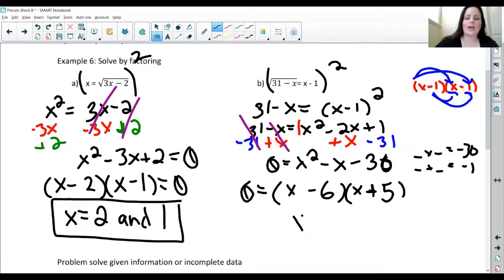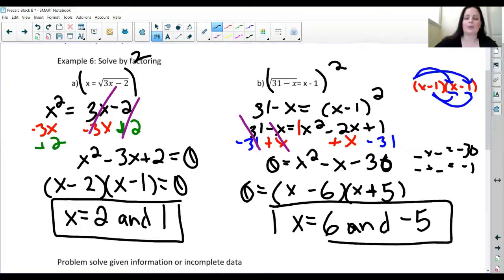Okay, so that means your solutions are x minus 6 could equal 0, so that means x would have to equal 6 in order for that first bracket to equal 0. And you can also have x equaling negative 5, because negative 5 plus 5 equals 0. And there's your solutions.